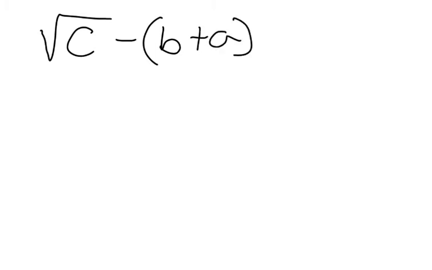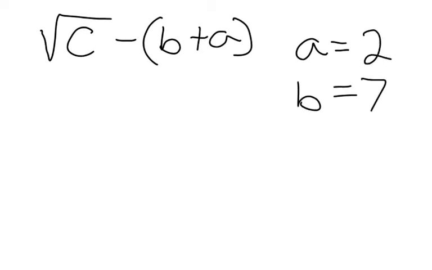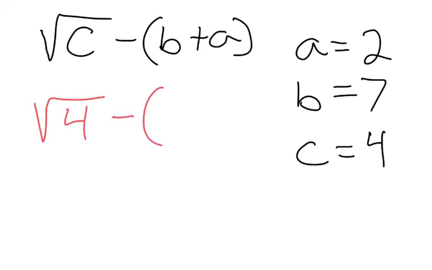And one more example. This one's a little bit more complicated. Square root of c minus parentheses b plus a. And again, let's say a is equal to 2, b is equal to 7, and c is equal to 4, we should be able to substitute these in with little problem. So rewriting the expression, square root of 4, because that's the value of c, minus parentheses b, 7, plus 2 for a. And then from there I can simplify.